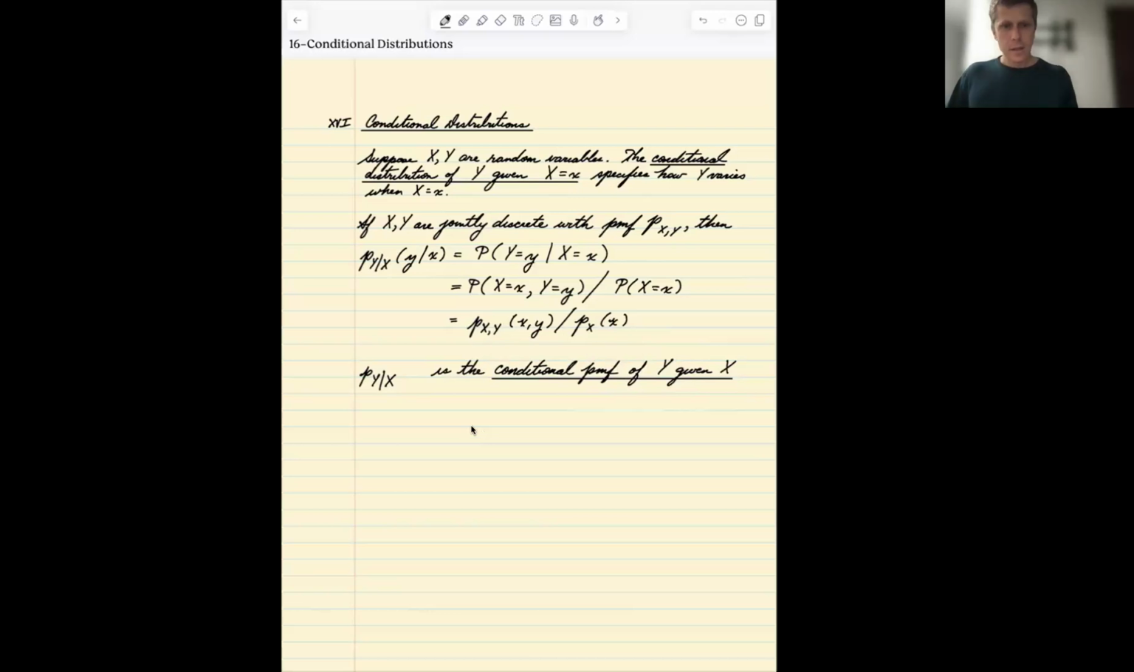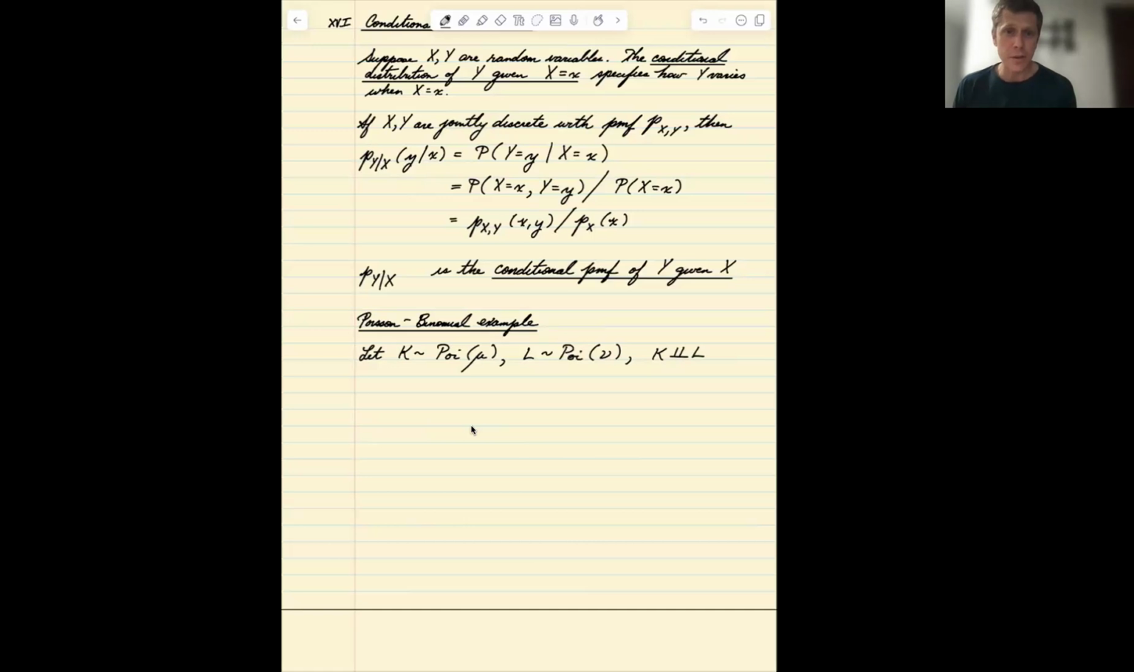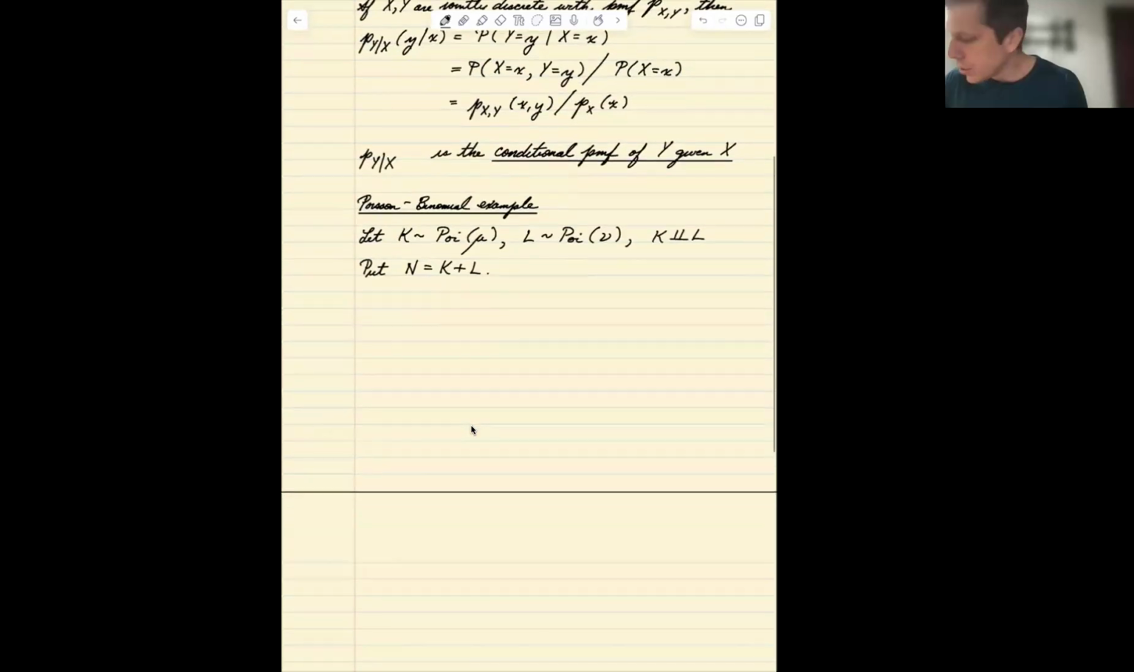Okay. So let's look at an example, a Poisson binomial example. Let K be a Poisson random variable with mean mu. Let L be a Poisson random variable with mean nu. And let's suppose that K is independent of L. So both of these are discrete and independent, so we can write their joint mass function as the product. And we're going to define N as the sum K plus L.